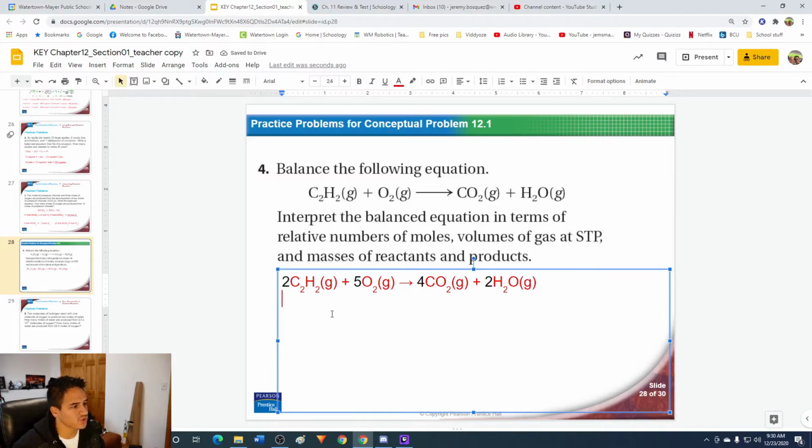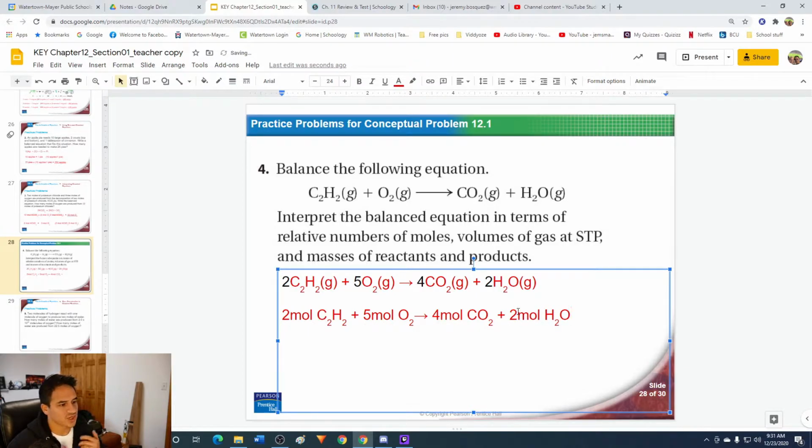Now we have to interpret this in terms of moles, volume, which is liters, and mass, which is grams. Let's do moles first, because that's pretty easy. The coefficients we just put, those are moles. So basically 2 moles of C2H2 plus 5 moles of O2. We can see here that 2 moles, that's what the 2 is. 5 moles, right there. We'll make 4 moles of CO2. And we'll make 2 moles of H2O.